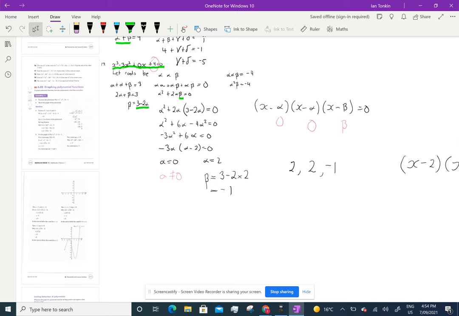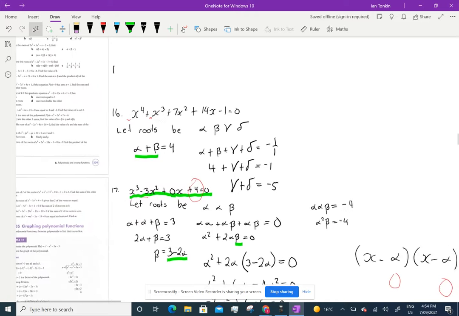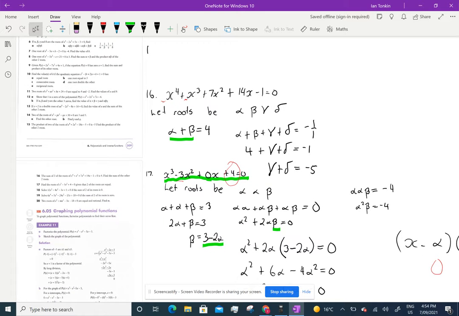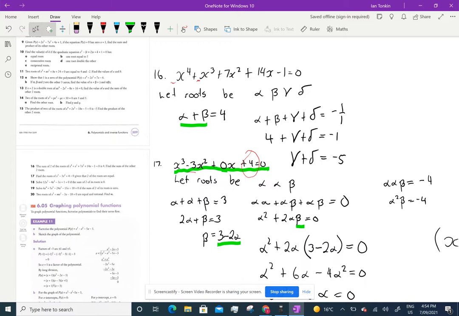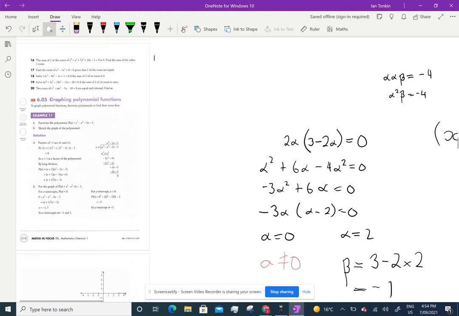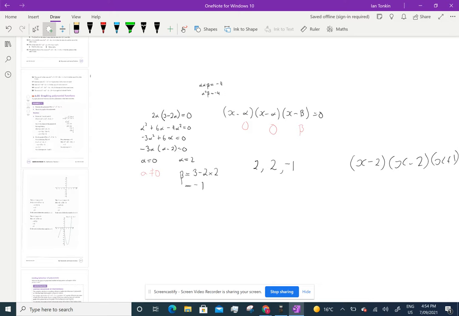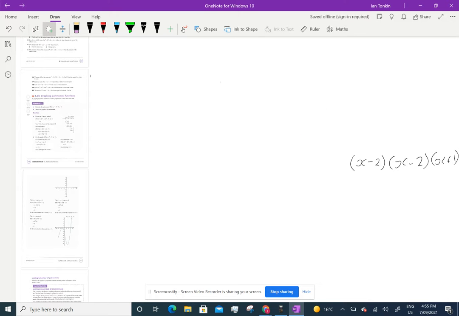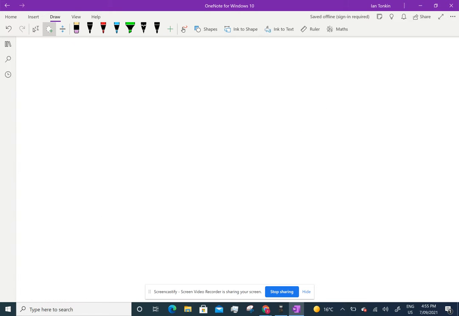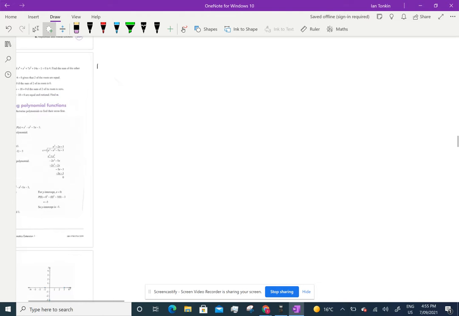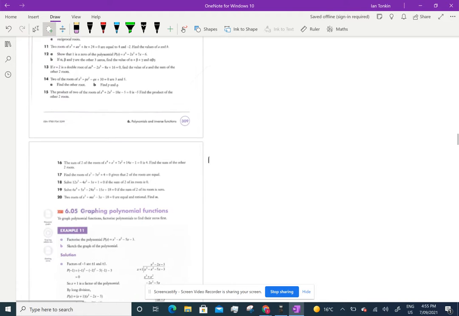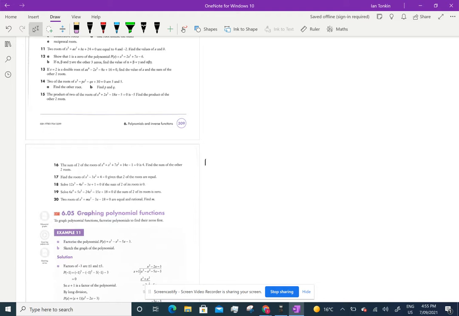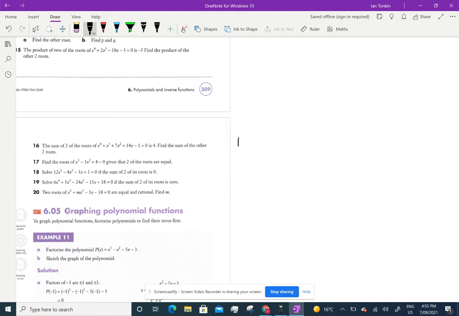Righto, let's have a go at another one. So let's do 18. I'll just clear a little space here. Okay. Solve this equation. We'll solve a cubic. You could guess. So 18.